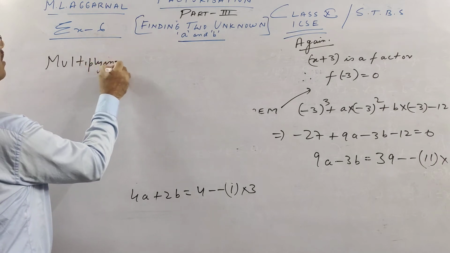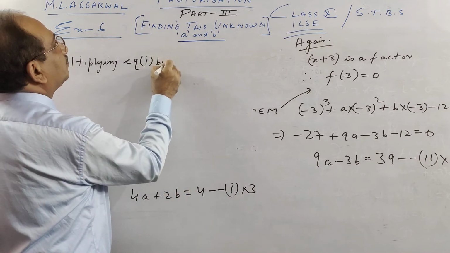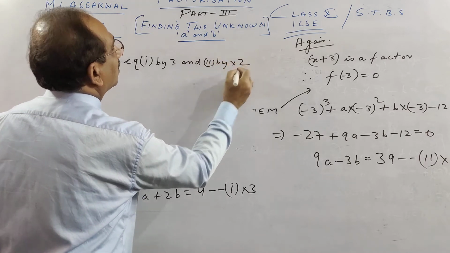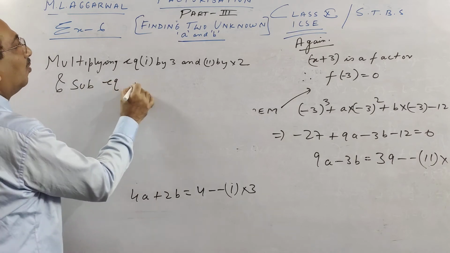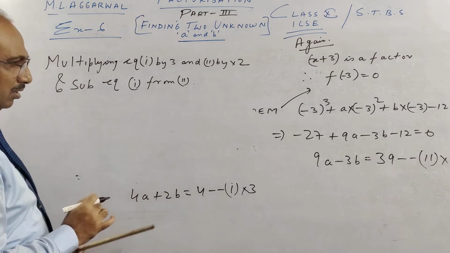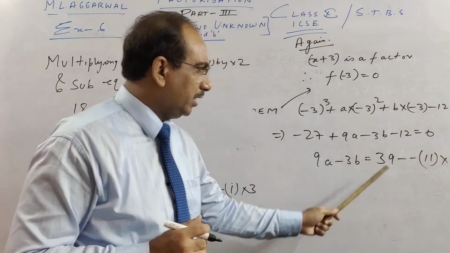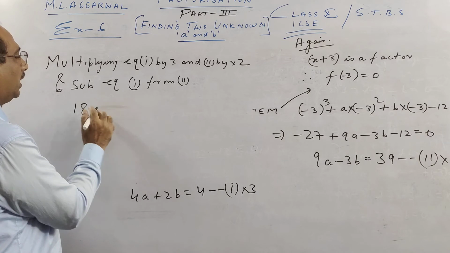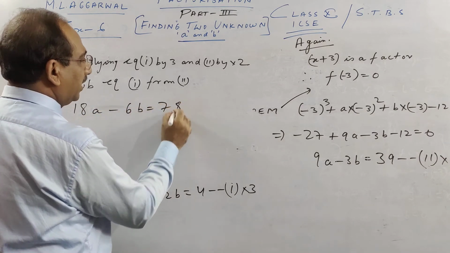Multiplying equation 1 by 3 and 2 by 2 and subtracting equation 1 from 2. So see what we get. Equation 2 you multiply by 2. 9 2s are 18a minus 3 2s are 6b is equal to 78.